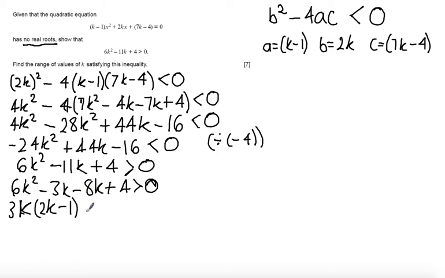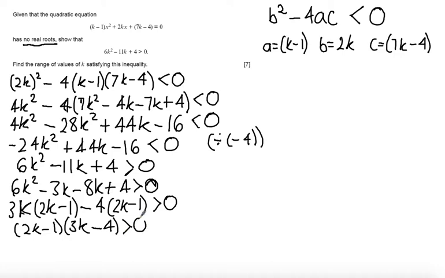Second bracket, I can take out minus 4 as a common factor, so that I still get 2k minus 1, all greater than 0. And finally finish off the factorising process by just taking 2k minus 1 outside as a common factor, leaving inside the second bracket 3k minus 4. And this is all greater than 0. Now what I want to do at this point is state my roots, because I can't actually state my inequality just yet.